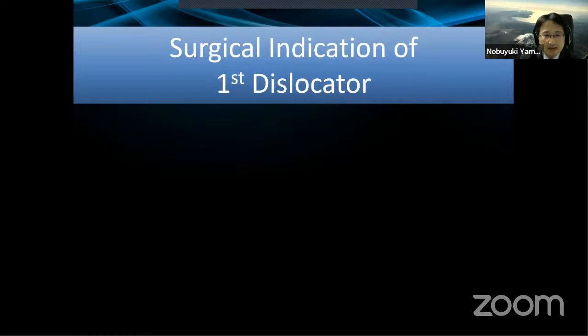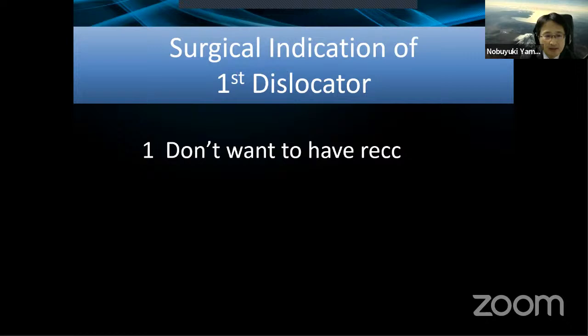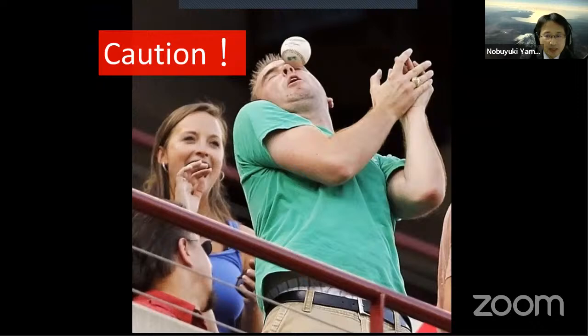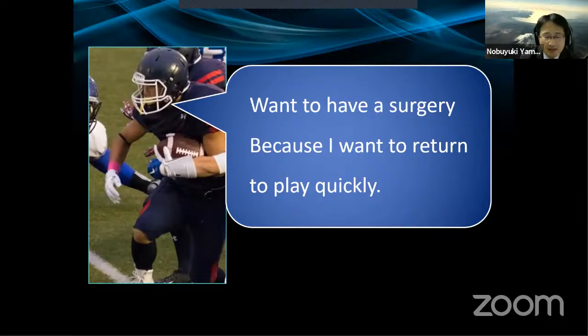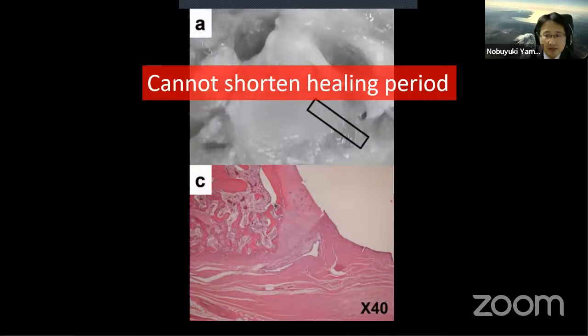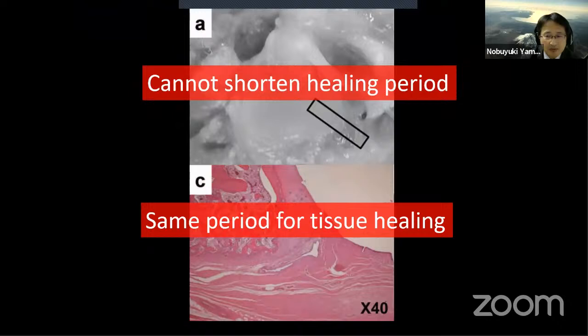So what is the surgical indication for the first dislocator? If the patient doesn't want to have a recurrence anymore, has a severe dislocation feeling in ADL, and has a large bony Bankart. We need to be careful about one more point. Some patients say, "I want to have surgery because I want to return to play quickly." Regarding return to sport, surgery is not superior to conservative treatment. It's equal, because we cannot shorten the healing period. Duration for healing of the Bankart lesion is the same regardless of the kind of treatment.